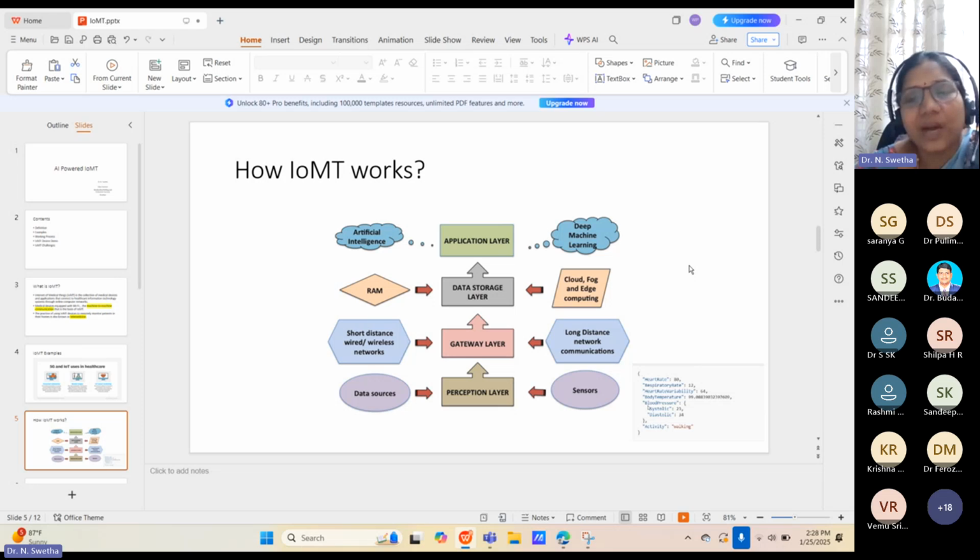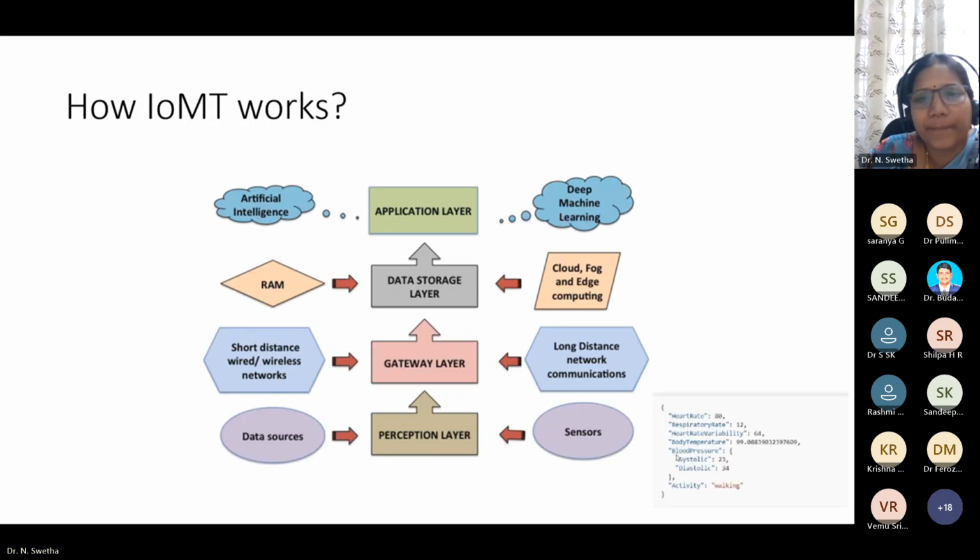So that is the application layer point of view. But when you start with the perception layer, in the perception layer you have data coming from various data sources and also from various sensors. The data is being collected from various sensors. And I have just given one example here.